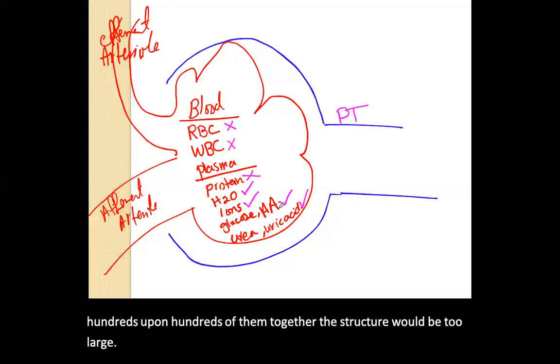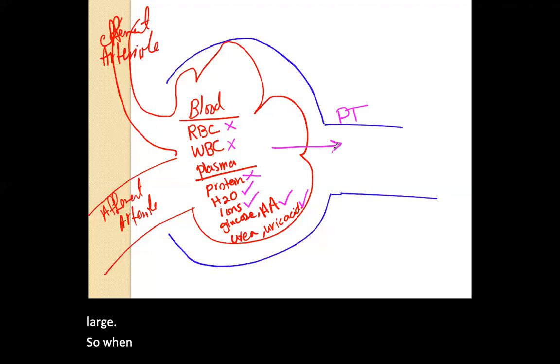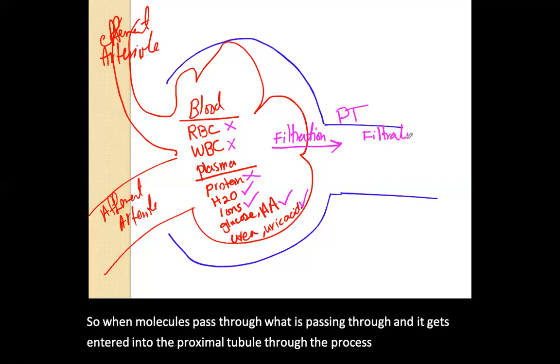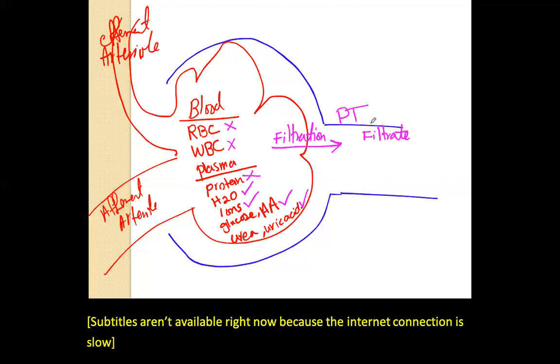So when molecules pass through and get entered into the proximal tubule through the process of filtration, the fluid that enters the proximal tubules is referred to as filtrate, which is, again, kind of logical. So what is part of my filtrate? I will have water, I will have my ions, I would have urea and uric acid, I will have glucose, and I will have amino acids.